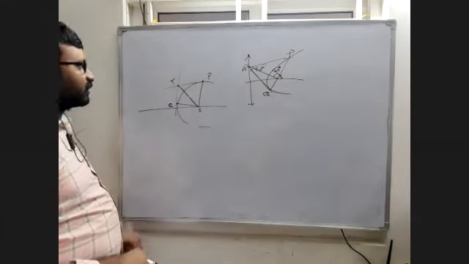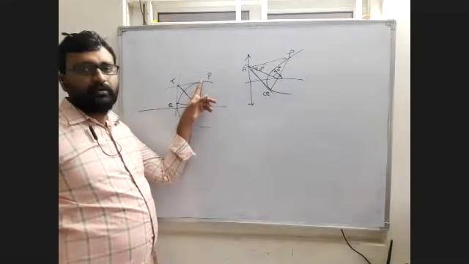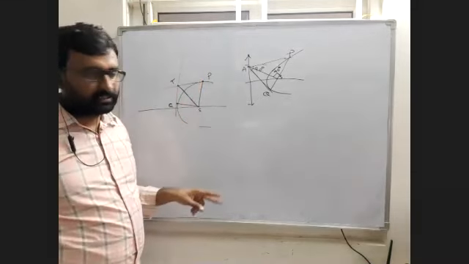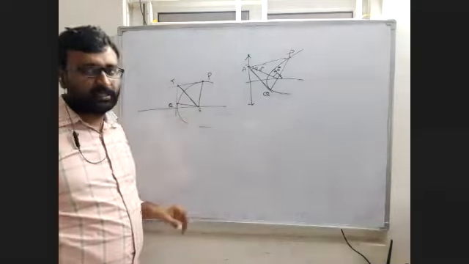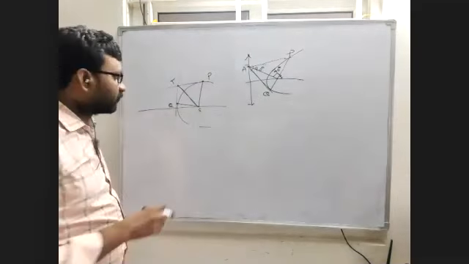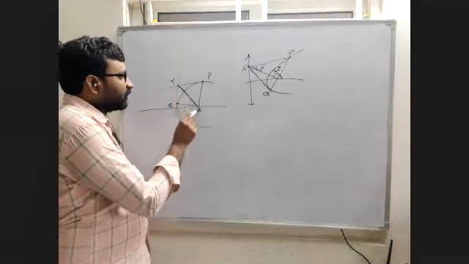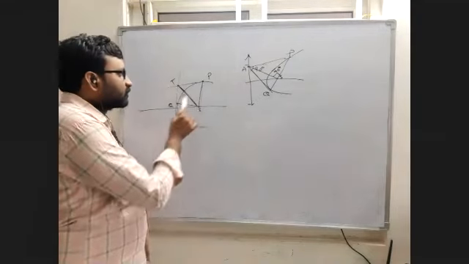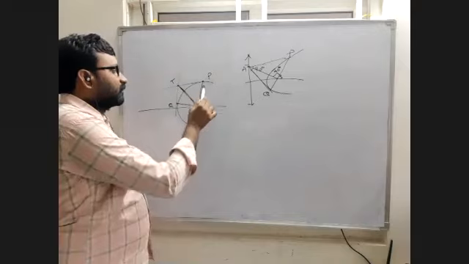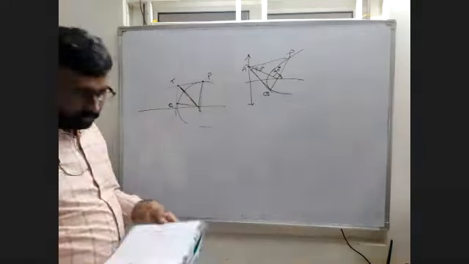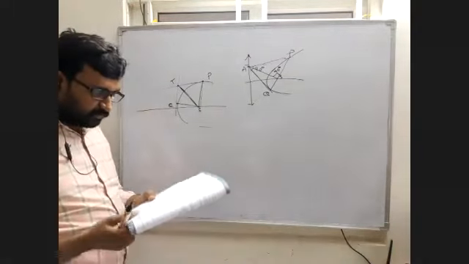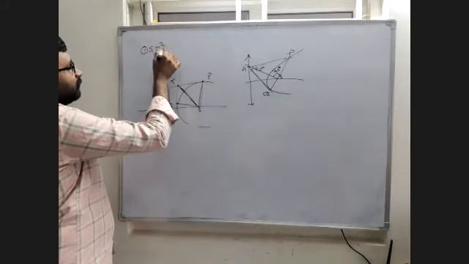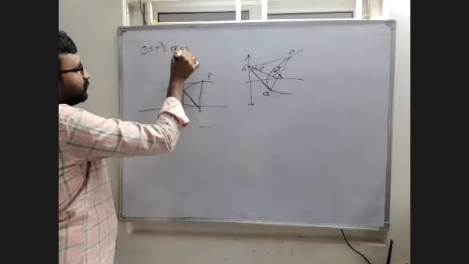So if you draw tangents from two points on the parabola, those two necessarily intersect at a point, say T. Then one condition is that the square of this distance equals the product of these two distances: ST square equals SP into SQ. That is one condition.